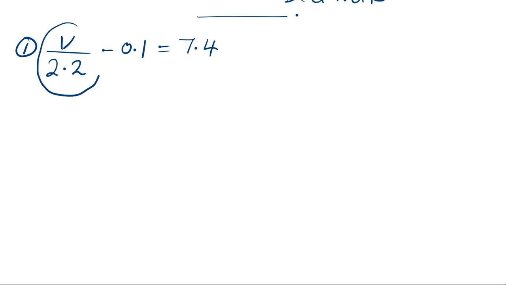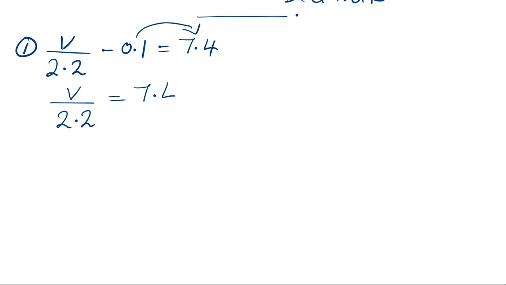Here the term having V is this one, V over 2.2. So we have to isolate that on the left side so that we can move this negative 0.1 to the right side. So the equation changes to V over 2.2 is equal to 7.4 plus 0.1. Okay. So the subtraction on the left side becomes addition on the right side. So it is 7.4 plus 0.1. So V over 2.2 is equal to 7.5.